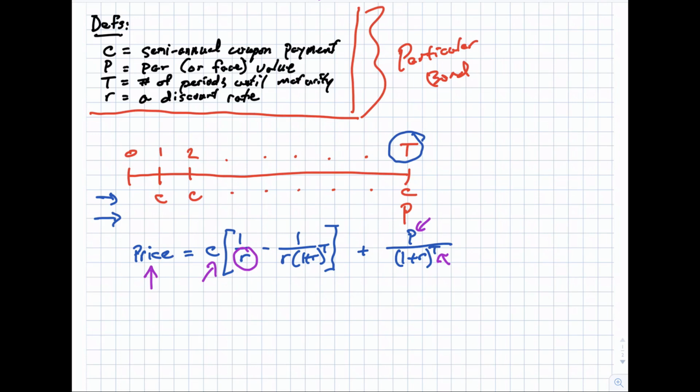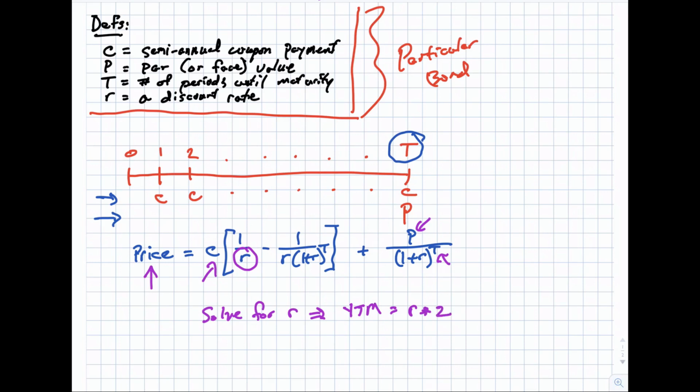But as before, there are 5 variables here, and we only know 4 of them. It's just a different set of 4, right? And so mathematically, one could solve this equation for R as well. And in fact, if we solve for R, we would say that yield to maturity equals R times 2.